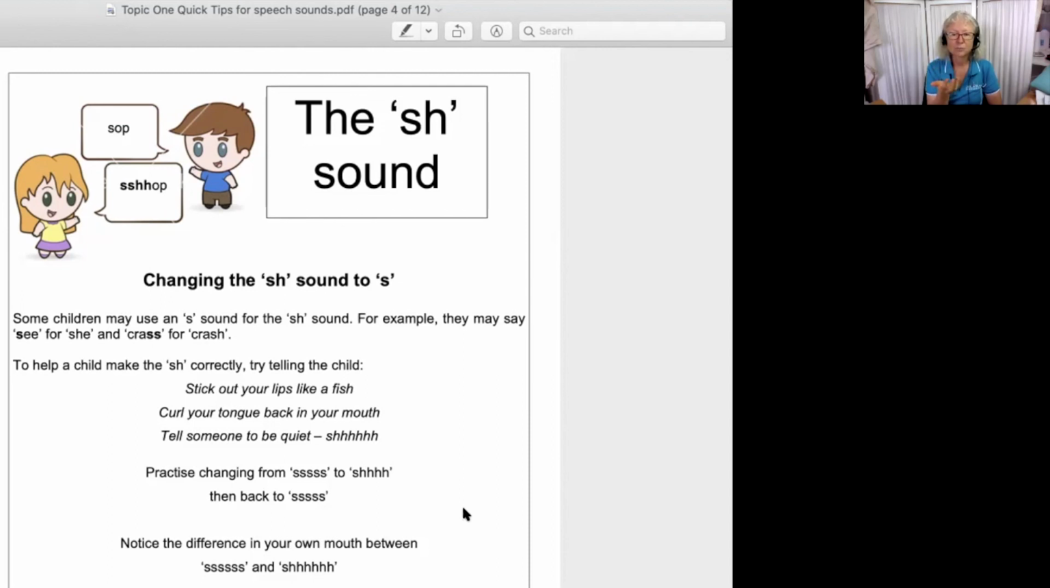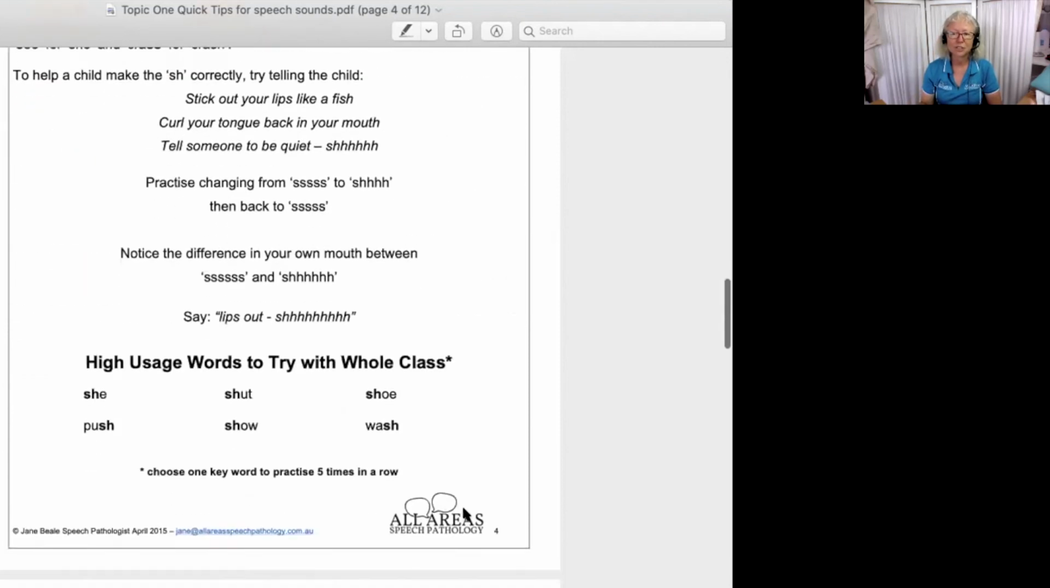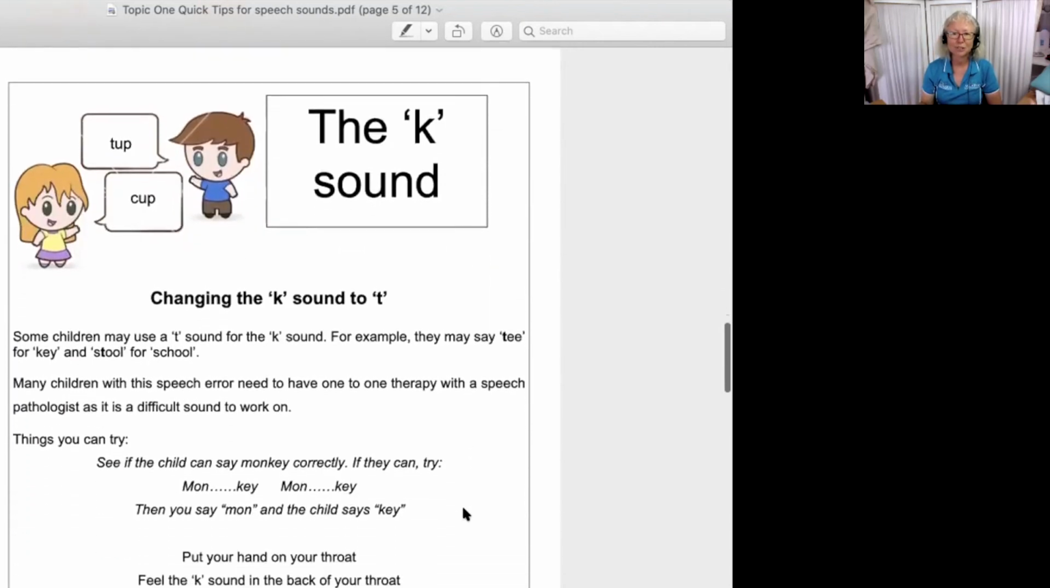And when you're trying to help the child, it says, stick your lips out like a fish, curl your tongue back in your mouth. Practice changing from s to sh. Can you see now you're imagining things going on in the mouth and with the articulators that you wouldn't have been able to do before. So you're going to be so much better at implementing this program.